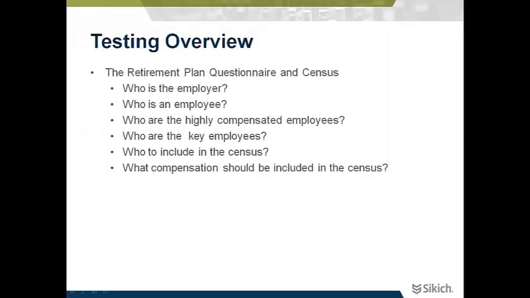So let's talk about the retirement plan questionnaire and the census. The questionnaire and the census raise several questions, such as the ones we have here. Plan sponsors need to be prepared for these questions. The questionnaire and census information should be gathered as soon as possible after the plan year ends so that testing can be performed accurately and any corrective distributions can be made in a timely manner. It's also important for employers to be aware that related companies may impact testing and to disclose any and all ownership interests or service affiliations.